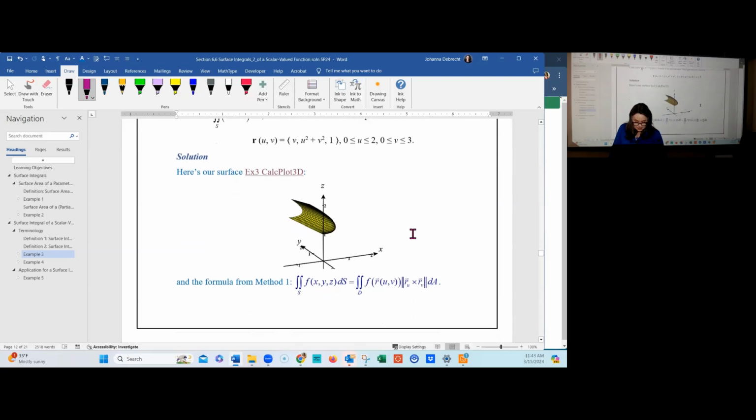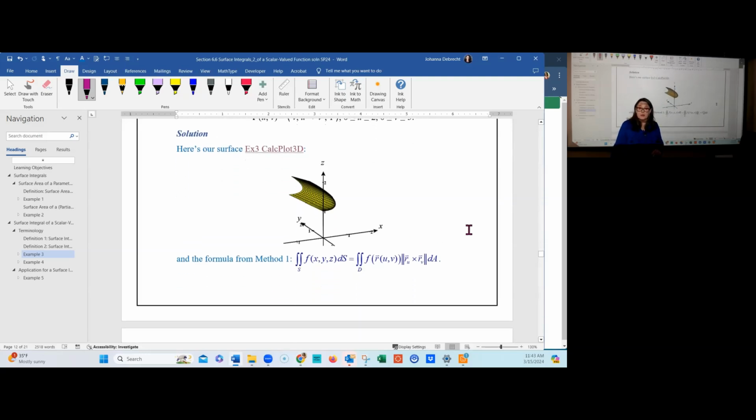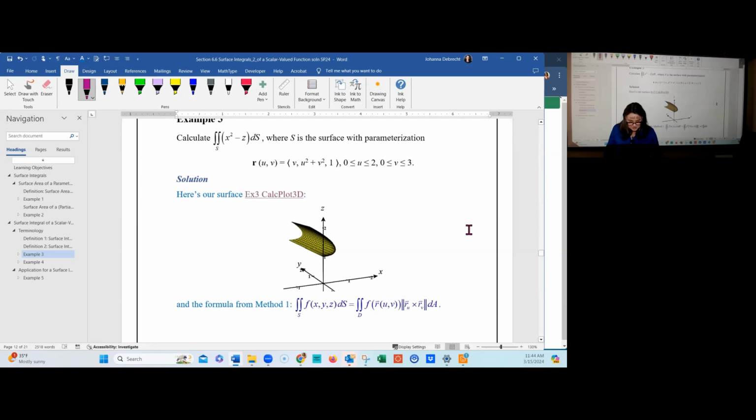Let's now go ahead and use method 1. So we want to use the one that I think is really the best for students. So we want to parameterize our surface, which they've already done for us. Then we want to substitute the parameterization into our function. And our function was x squared minus z. So our x becomes the v and z is 1. So we're going to get v squared minus 1.